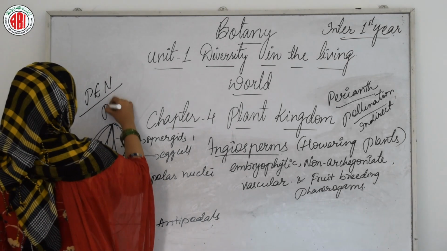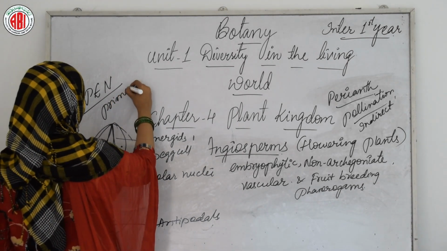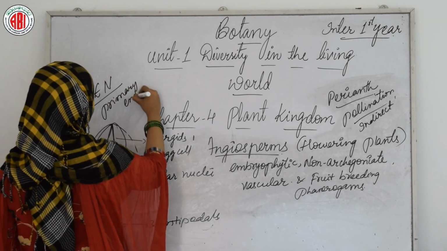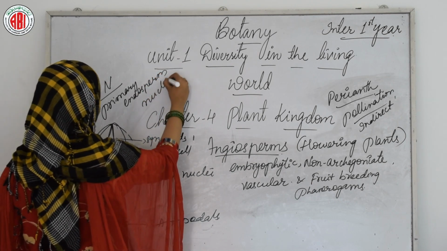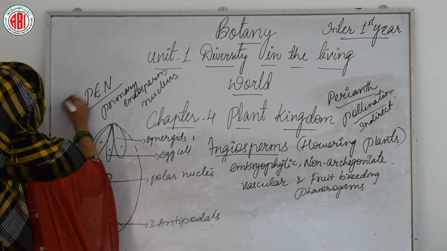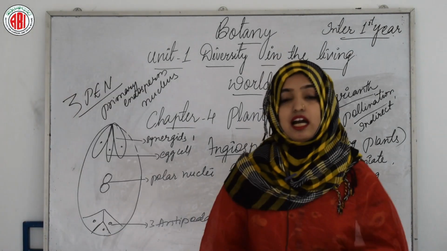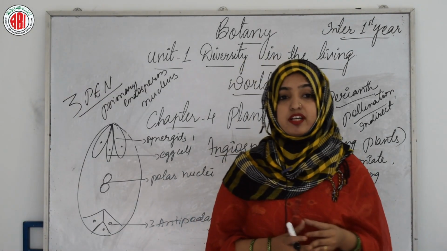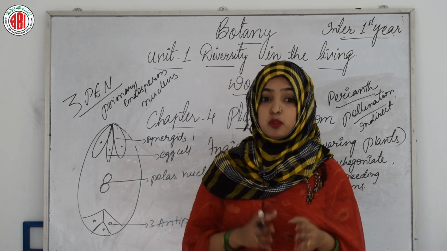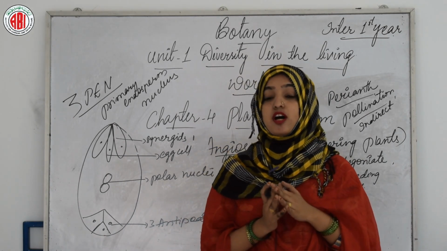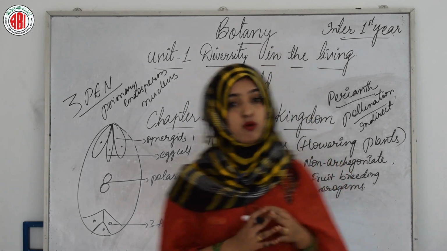PEN is nothing but primary endosperm nucleus, and it will be generally triploid, and this whole procedure will be commonly called triple fusion because of the involvement of the 2 fusions. This event is termed double fertilization also.